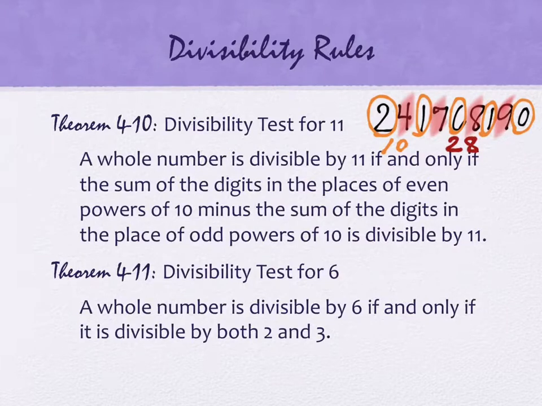So what we do is we do every other digit and we add them up. Okay, so that's what this is talking about when it says the sum of the digits in the places of odd powers of 10. So that's every other is an odd power, right? We have 10 to the 0, 10 to the 1, 10 to the 2, 10 to the 3. Place values, right? Okay. And then we subtract. What's 28 minus 10?